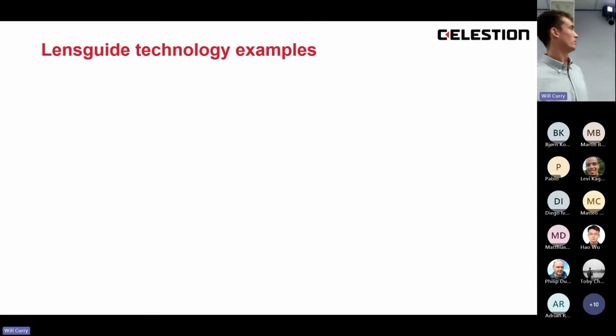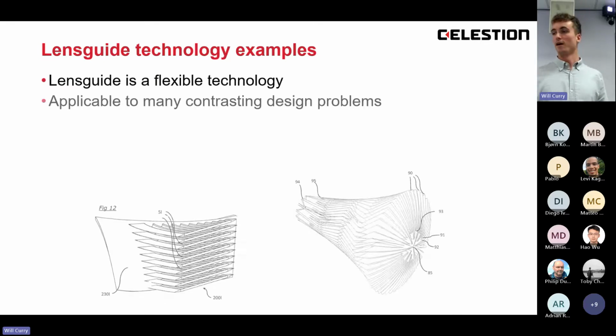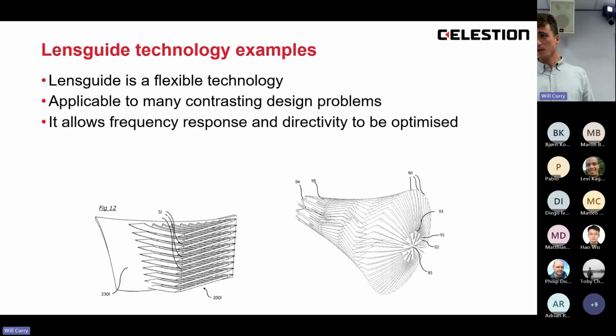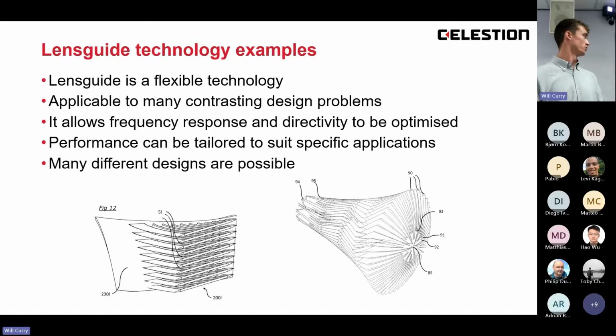So I'll look at some other examples of how this technology can be used now, but just to summarize, Lensguide is a really flexible technology. It's applicable to loads of contrasting design problems. Here are some more interesting ways in which it can be used, which are in the patent. It allows both the frequency response and the directivity to be optimized at the same time. And the performance can be tailored to suit specific applications. And there's loads and loads of different designs which are possible.